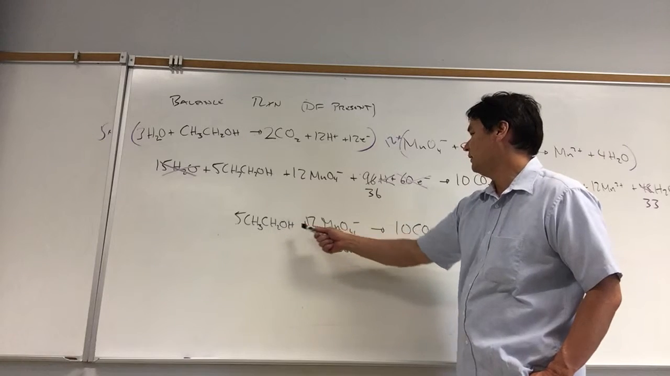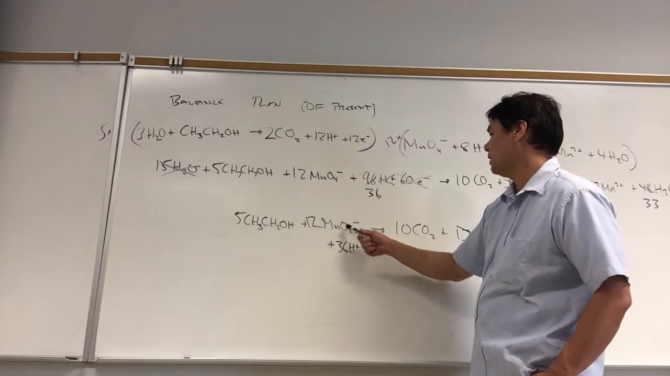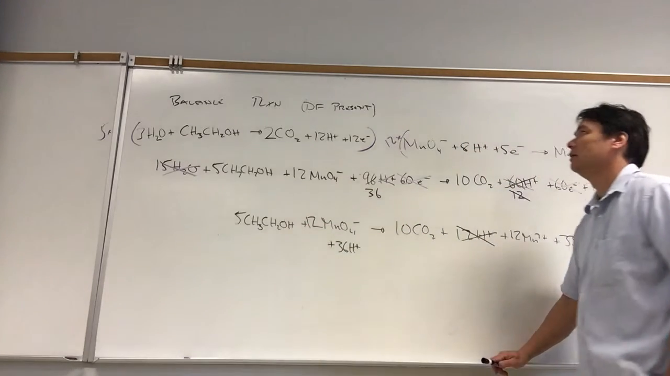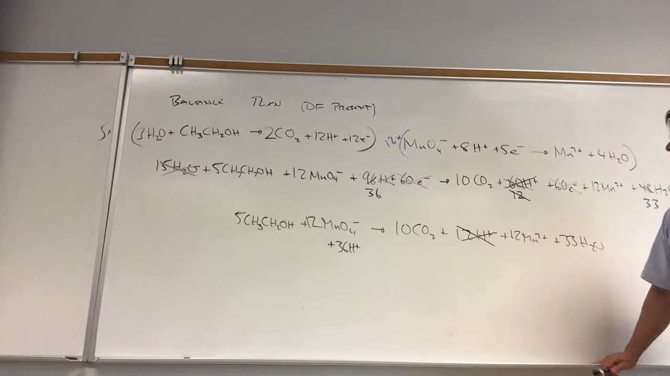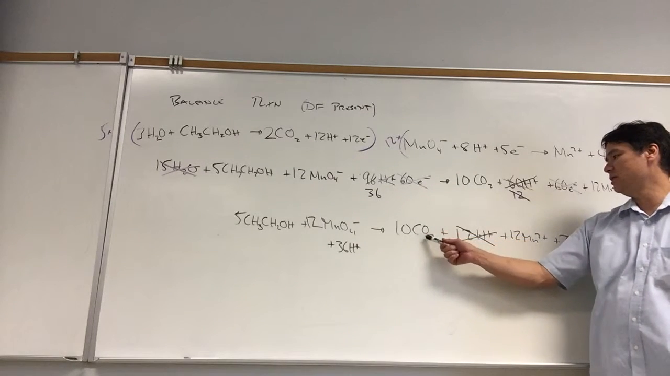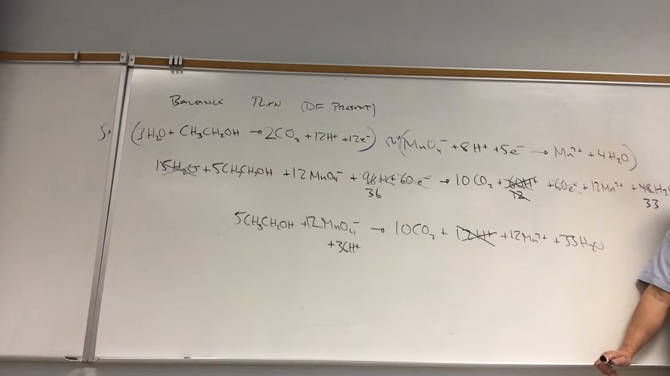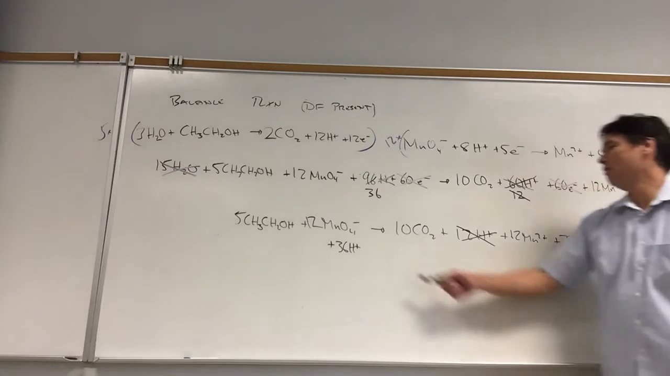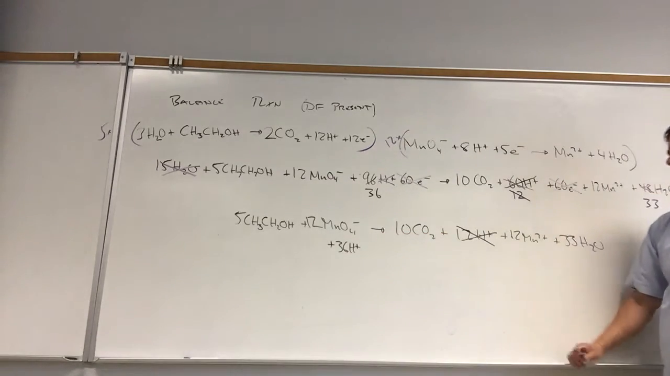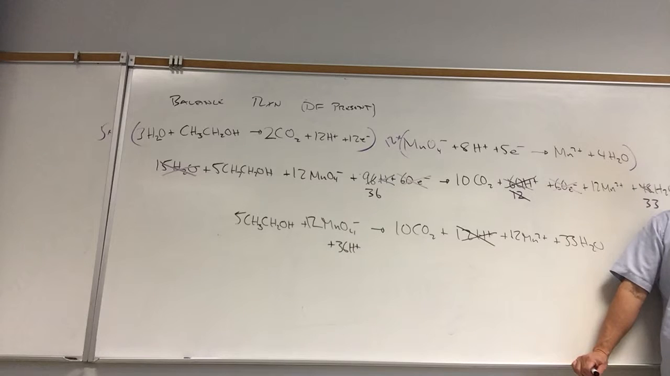Oxygens, I got 5 there and 48 here. 5 and 48 makes 53 oxygens. And here I have 20 plus 33, and 20 and 33 is 53. So 53 oxygens, 53 oxygens. And then 12 manganese, 12 manganese. And so the atoms are balanced.